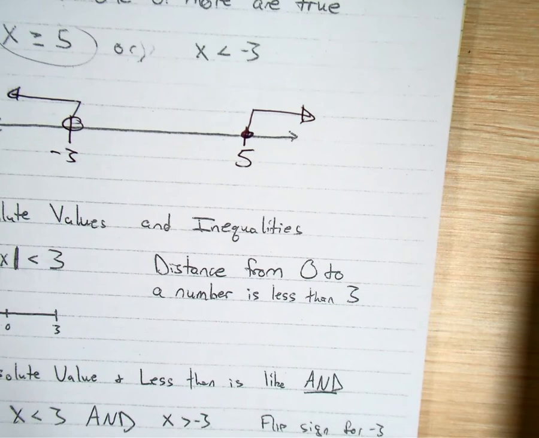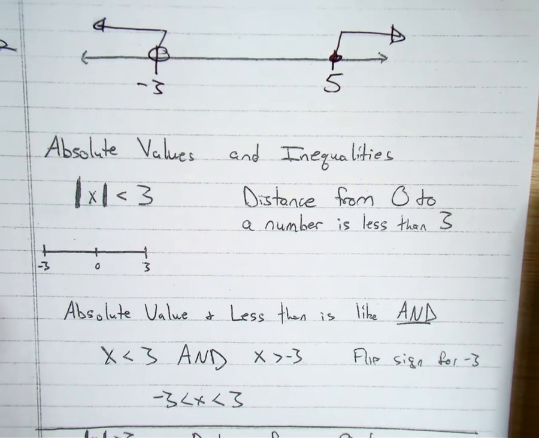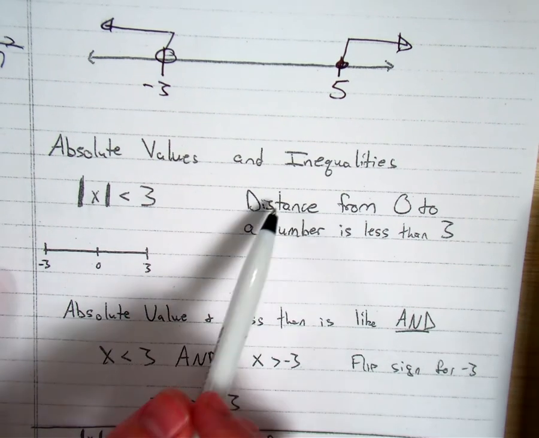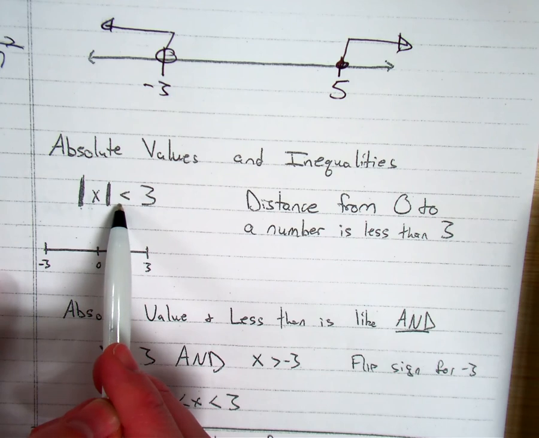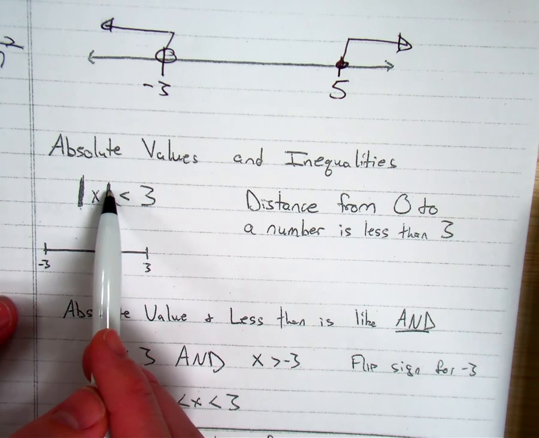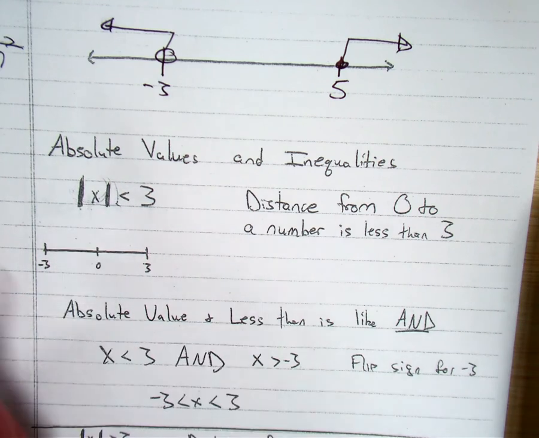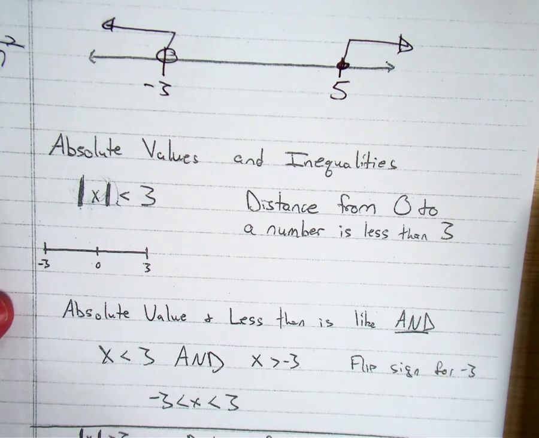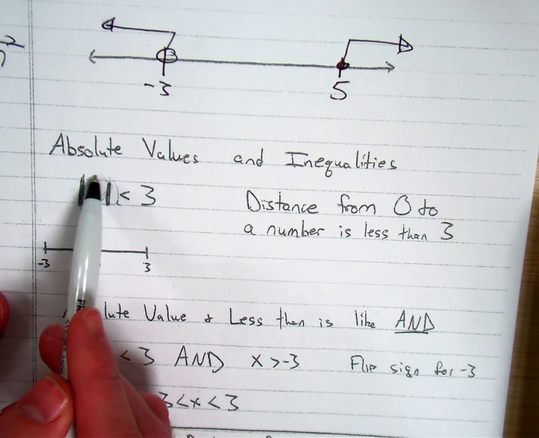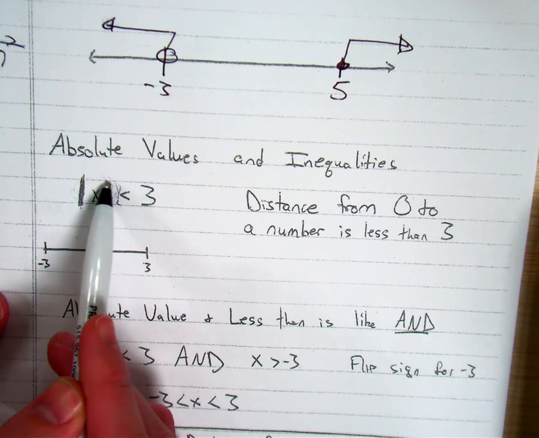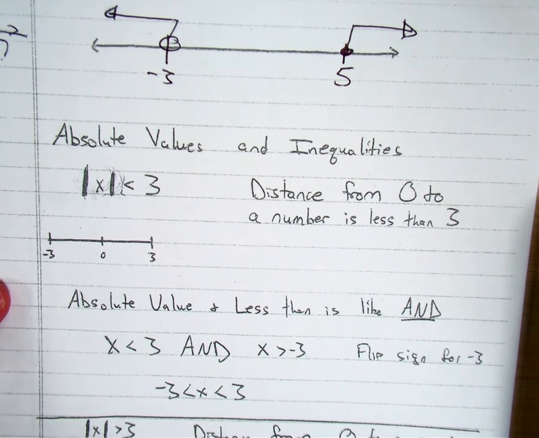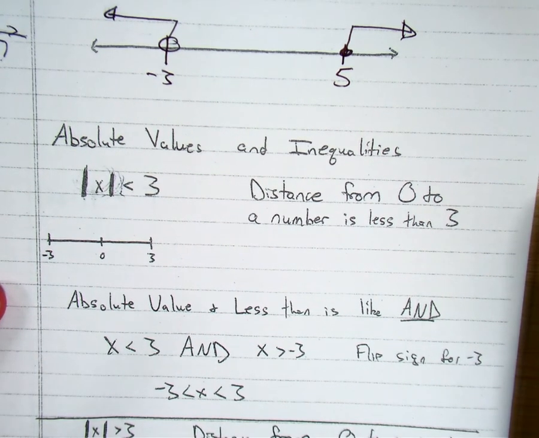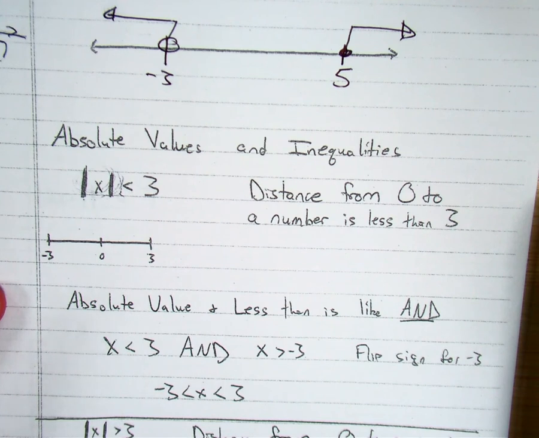All right. Now, absolute values and inequalities. Okay? Absolute value of x is less than 3. Remember, we talked about the absolute value of x is the distance a number is from 0 on the number line. So this is saying the distance from 0 on the number line is less than 3. So where are all the numbers on the number line that would be less than 3 units away?